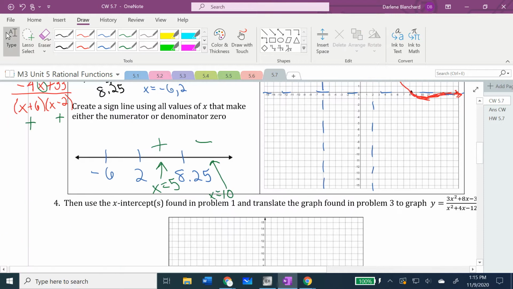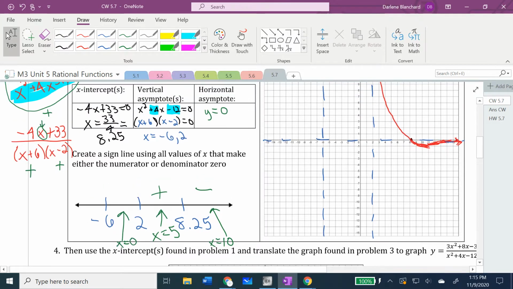And now let's check another section. Pick any number between negative 6 and 2. There's a very good choice to be made. What is a really good choice? 0. So now I'm going to plug 0 into each of these x's. Plugging 0 into x in the numerator, I'm ending up with a positive 33, but positive is all that matters.